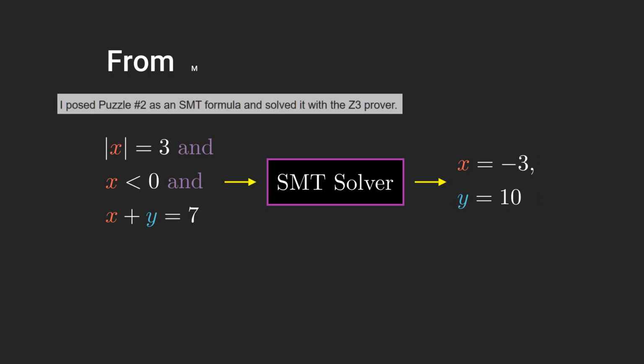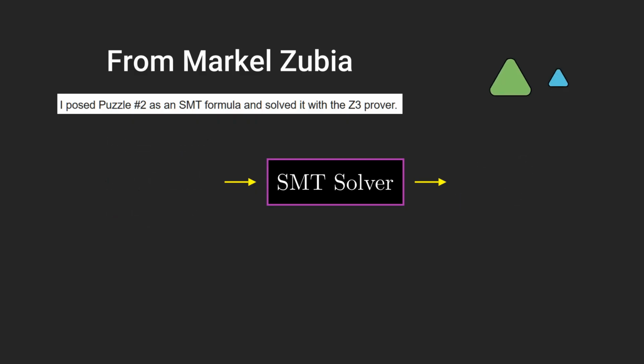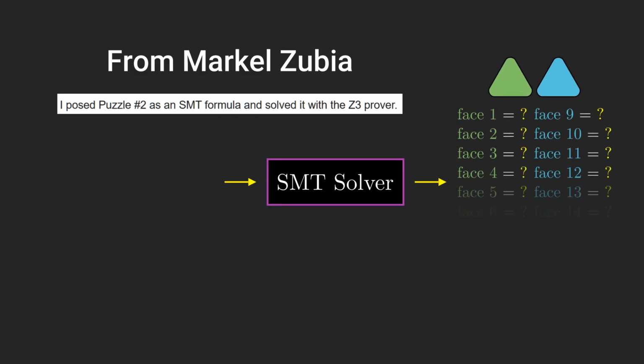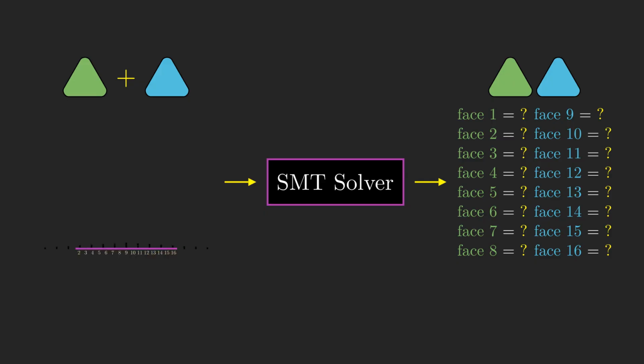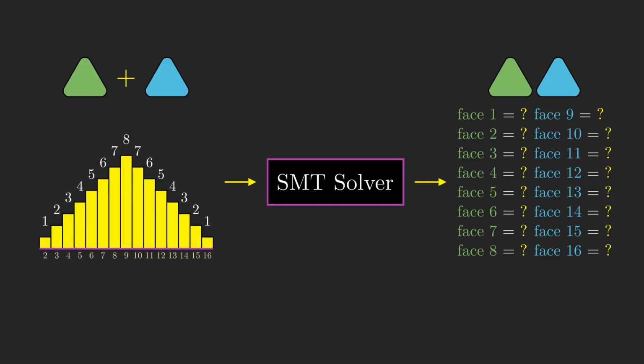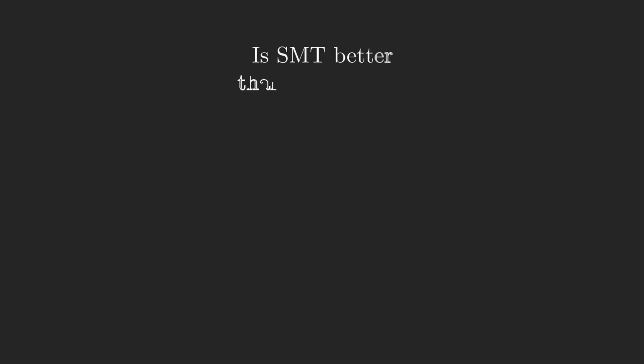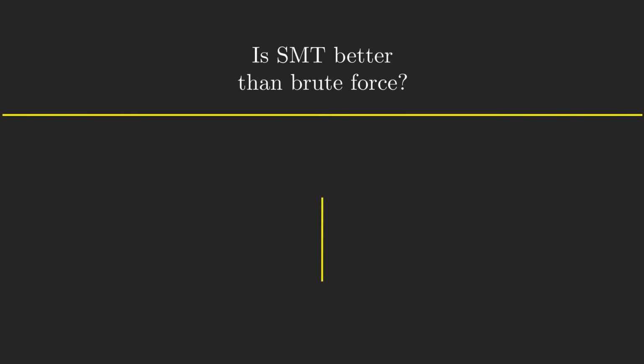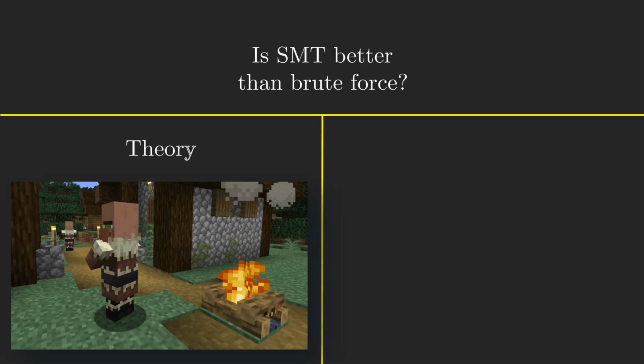To solve the dice problem, we want the output of the solver to give us the values on each face of each die. These are our variables. And the constraints to satisfy should require that the chosen values for these faces create the correct target probability distribution. In theory, we have no proof that this approach should perform any better than the kind of brute force method we were just talking about.